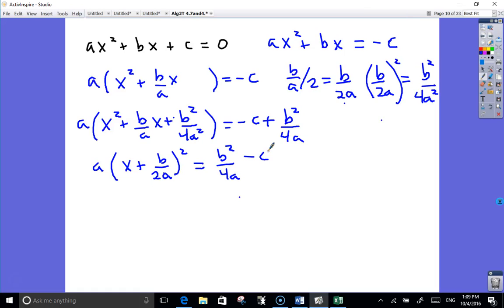In fact, let's get a common denominator between b squared over 4a and c. What's the common denominator between 4a and 1? 4a. So we need to multiply the c by 4a divided by 4a. So that makes the right-hand side b squared minus 4ac divided by 4a.